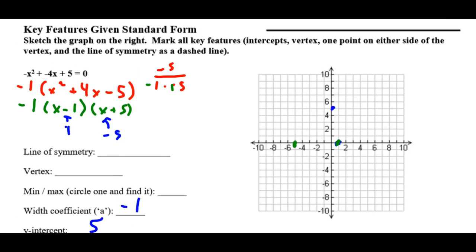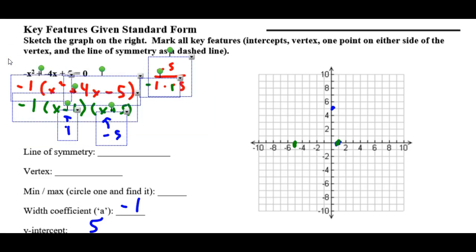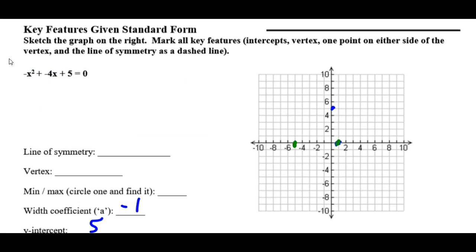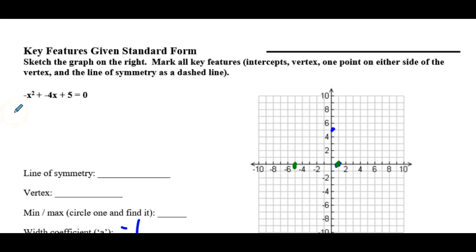Last thing is I want to do the vertex, and you get that by getting your line of symmetry, plugging that in, getting your min and max. I'm going to clear out some of this so I have some room. You might need a separate sheet of paper. In order to get the line of symmetry, the x value of my vertex, I need to do the negative b over 2a equation. So if we write that out, x equals negative b over 2a.